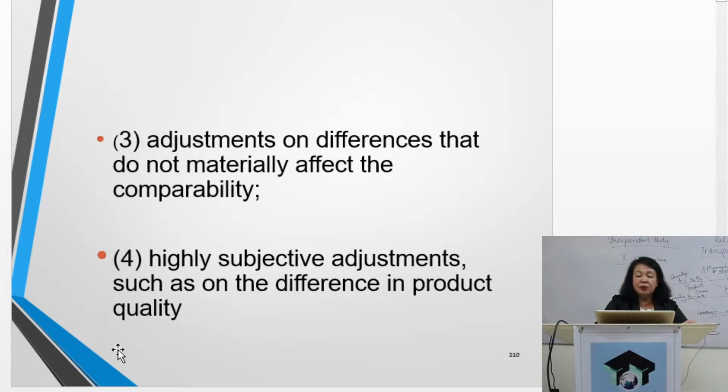Adjustments on differences that do not materially affect the comparability. Malayo, hindi kasama doon sa factor na i-adjust mo yung transfer pricing issue. Kaya nga dapat sa paggawa ng analysis, may issue ka talaga sa transfer pricing. Kasi mapapalayo yung adjustment mo pag hindi ka nag-analyze muna. And then number 4, highly subjective adjustments such as on the difference in product quality. Paano mo i-adjust yung difference ng product quality? They are not comparable, so you cannot make an adjustment on them. So, careful sa paggawa po ng comparability adjustment.